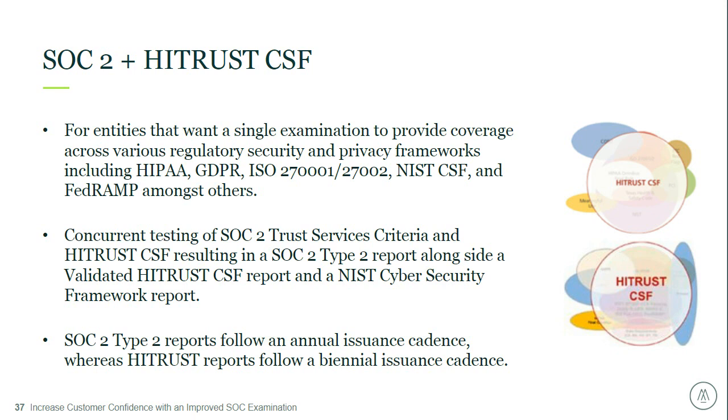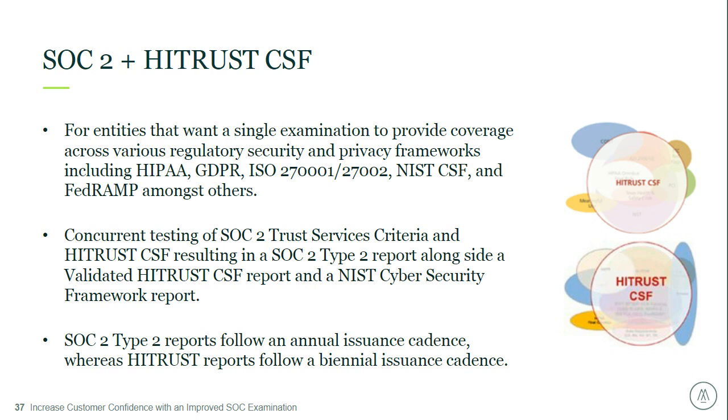Another point to note here is that while SOC 2 Type 2 reports follow a typical annual cadence, the HITRUST report is valid for 2 years and therefore follows a biannual issuance cadence. Although there are some requirements in place for HITRUST reports to have interim testing done during the non-reporting years, so you'd have some procedures to perform in those off years.